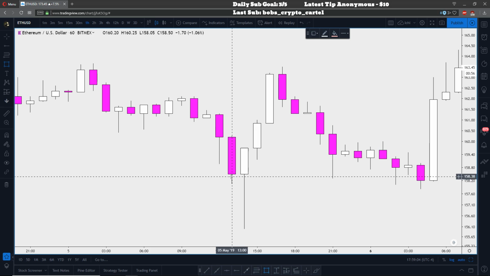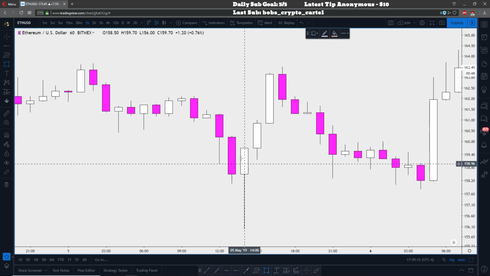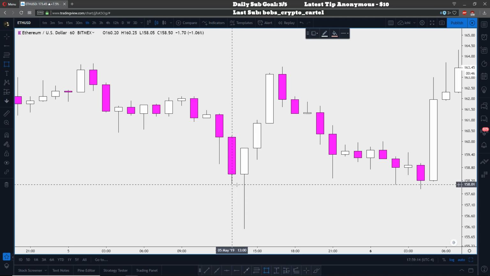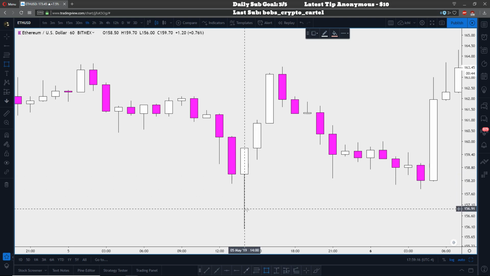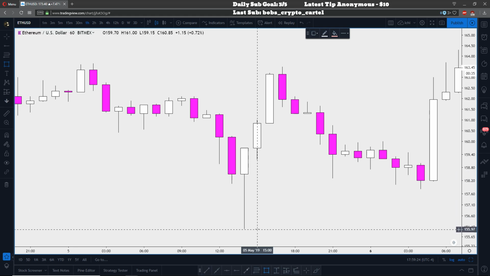You begin to wick, which is showing you that the sellers do not want to sell that low. But then when this candle opened here, you were able to break that low and you pushed lower into new lows. But then look what happened. The sellers were not able to keep that price down at that range, down to the 156 range.